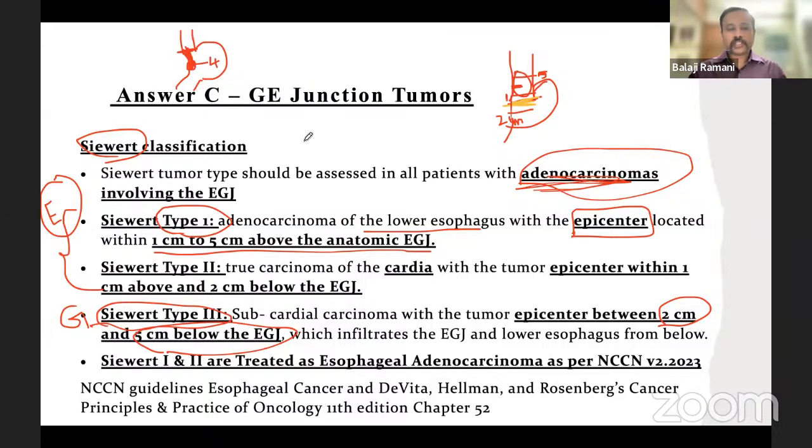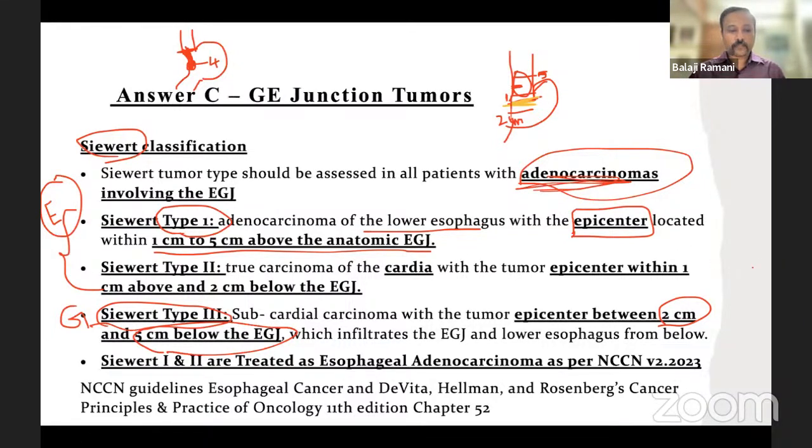And we know the distances. It starts 1 centimeter above and below it is up to 2 centimeters. This is the Sievert's type 2. Anything above is going to be your Sievert's type 1, and anything below this 2 centimeter mark is going to be your Sievert's type 3. So these are the major points that come as far as the GE junction tumors and the Sievert's classification are asked. This is again a common question that comes repeatedly in multiple examinations.